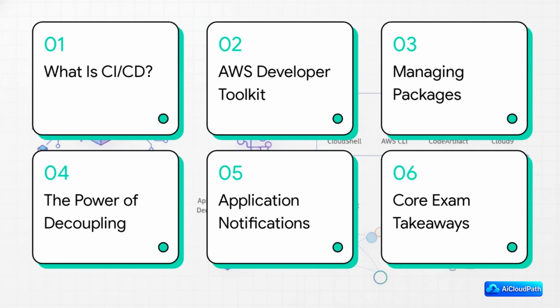Here's our game plan. First, we'll get into the why of it all, the whole philosophy behind CI/CD. Then we'll meet the AWS tools that actually build the pipeline. We'll talk a little bit about application architecture, and then wrap it all up with the key takeaways you're definitely going to want to remember.